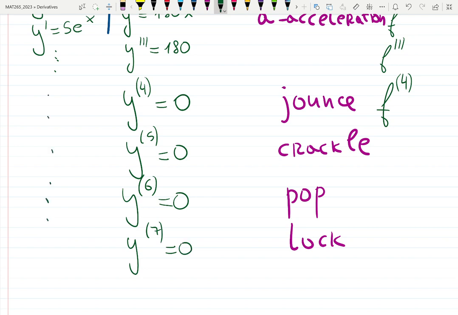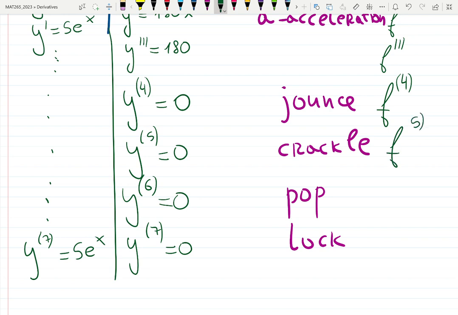And as you can imagine, y to the 7th on the left is still 5 e to the x. And then it's going to be f to the 5 in parentheses, f to the 6 in parentheses, and f to the 7 in parentheses.